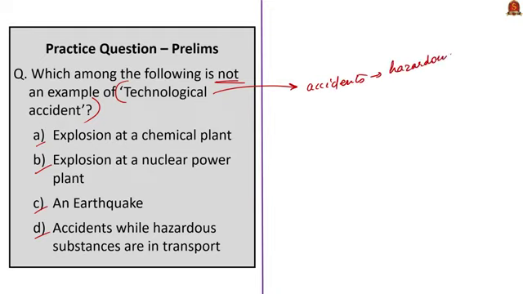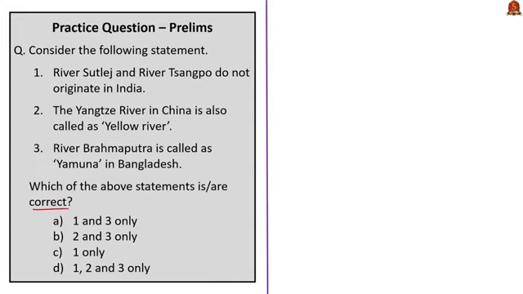Now, in this next question, 3 statements have been given. We have to choose the correct statements. The first statement is, River Sutlej and River Sangpo do not originate in India. Now, this statement is correct because both the rivers originate in Kailash ranges in the Himalayas in Tibet, which is in China. And also remember that this Sangpo river is called Brahmaputra in India.